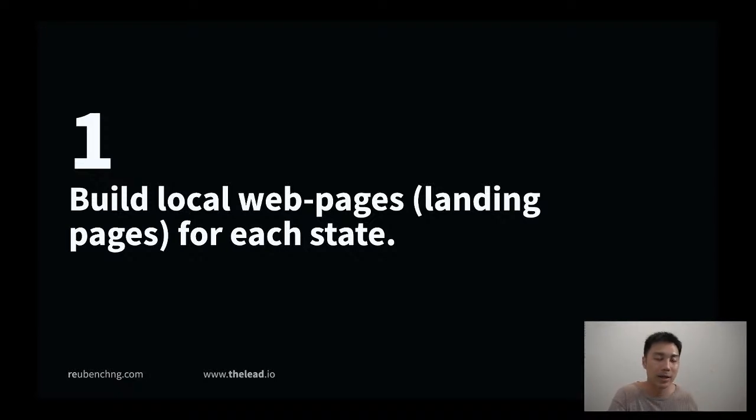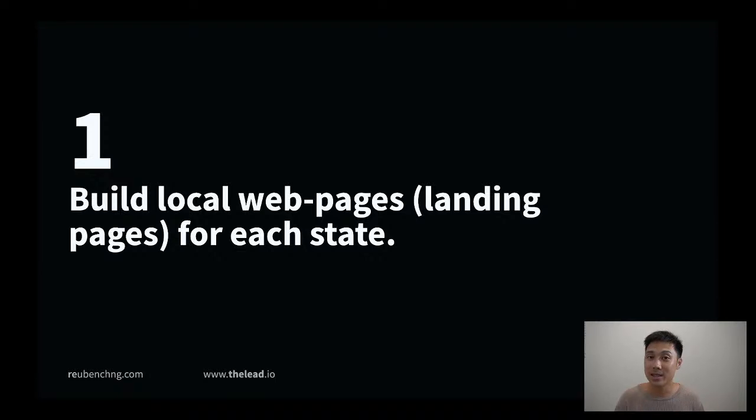So, coming back to the example, if you are a constructor who is interested in doing business in Penang, KL, and Johor, what you want to do is to create a landing page for Penang, create a landing page for KL, and create a landing page for Johor with relevant results, content, and information for people who are in different states.